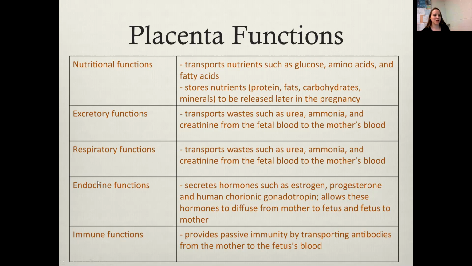It also moves things like oxygen and carbon dioxide between mother and baby, so moving oxygen to the baby, moving carbon dioxide from the baby. It helps with hormone secretion, which we talked about, so it's going to start by secreting HCG. Later on, we'll switch to progesterone and a bit of estrogen. And it also helps with creating the baby's immune system because the mother's antibodies can diffuse from her through the placenta to the baby.